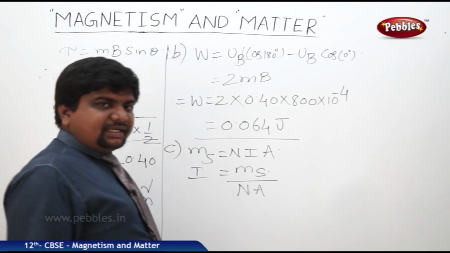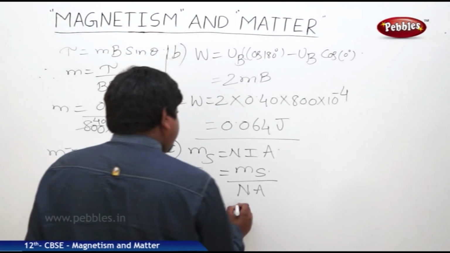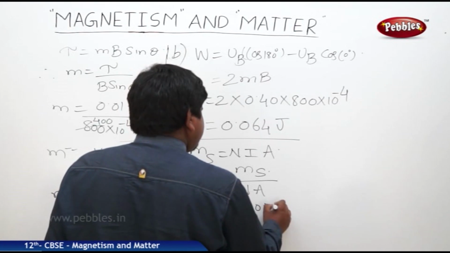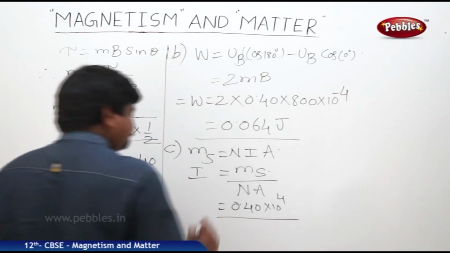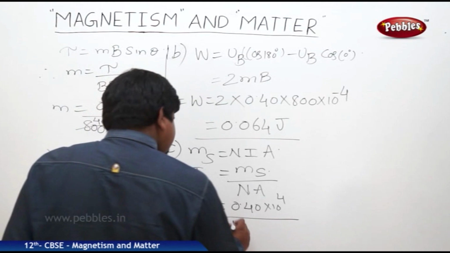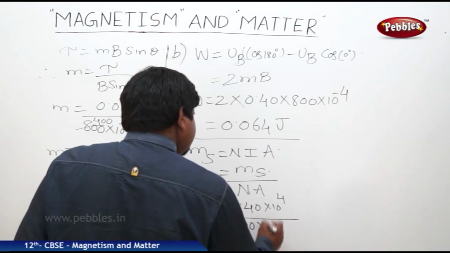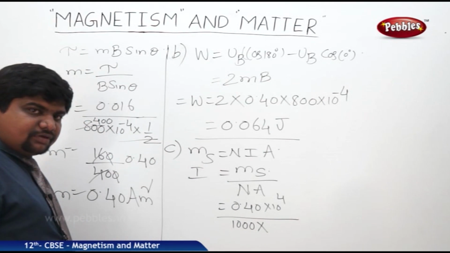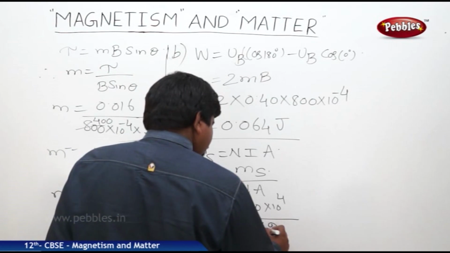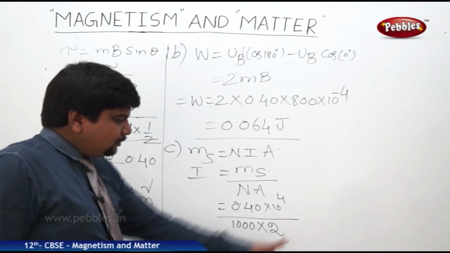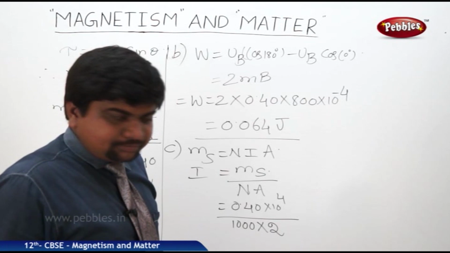So M_s is the magnetic moment of a solenoid. It is 0.40 into 10 to the power of 4. N is the number of turns, 1000. The area of cross section is 2 into 10 to the power of minus 4. This minus 4 goes up.